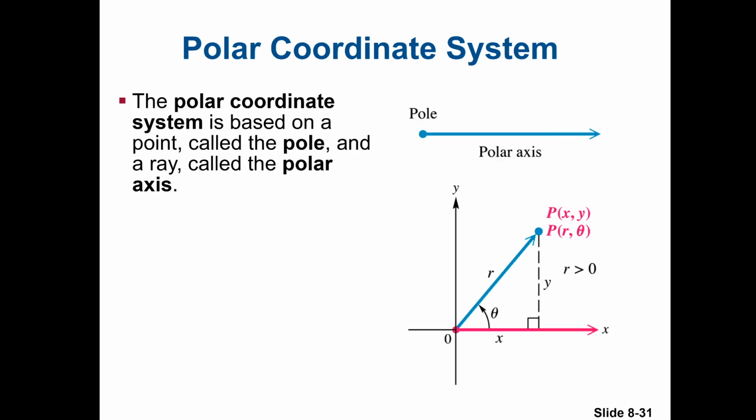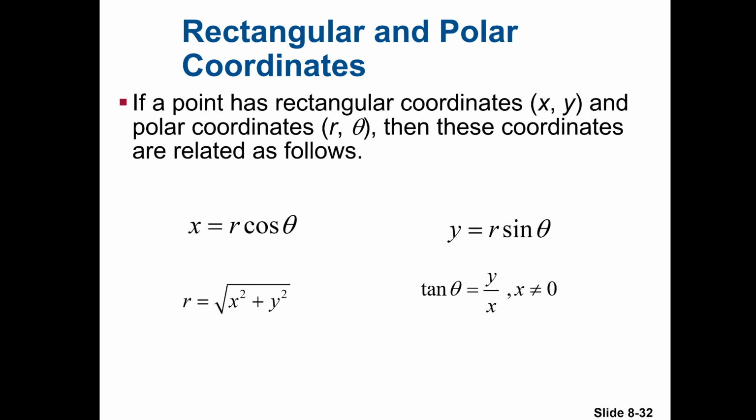Polar coordinate system. The polar coordinate system is based on a point called the pole, and the ray called the polar axis. We talked about this one previously for the graph. This one is just a quick refresh. The main important formulas that I need to know in order to convert from rectangular form to polar form: x equals r cosine theta, y equals r sine theta.